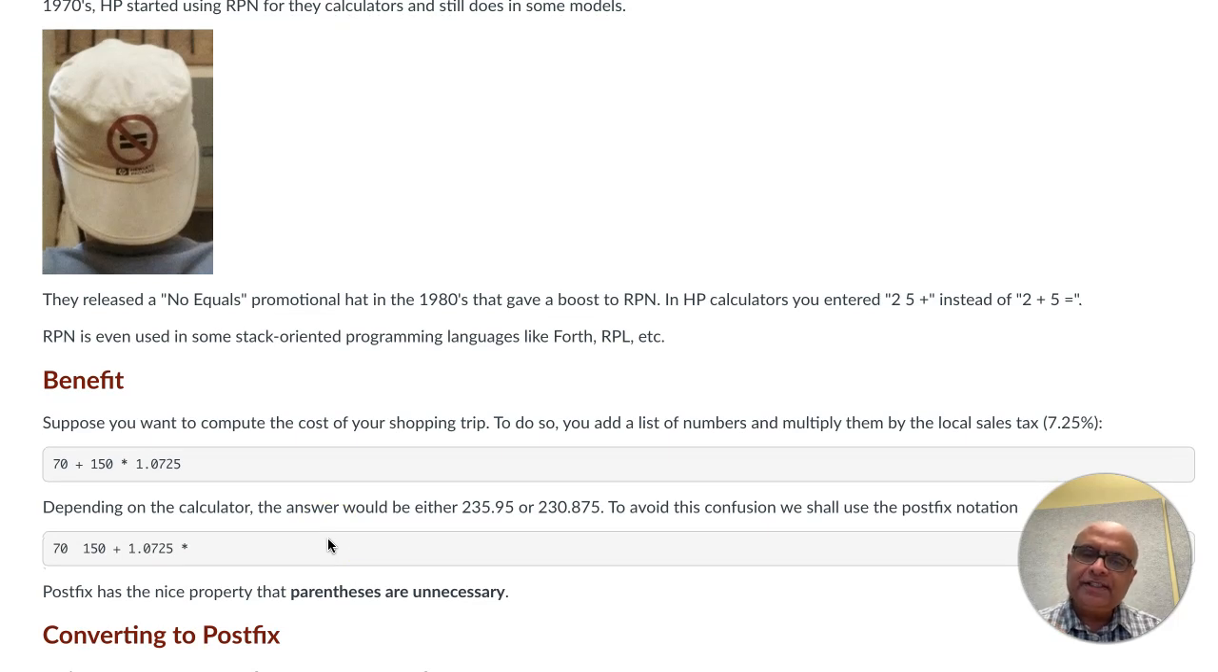What postfix gives us is that it avoids this confusion. In postfix it is represented in this way, where the addition is done first and the multiplication is done later, and that precedence is built into the notation. Parentheses are unnecessary. That's a nice property of postfix, right? So let's talk about how you convert something into postfix.